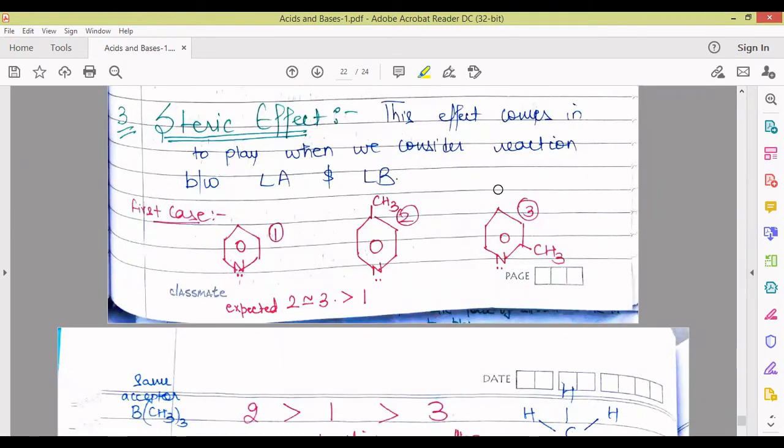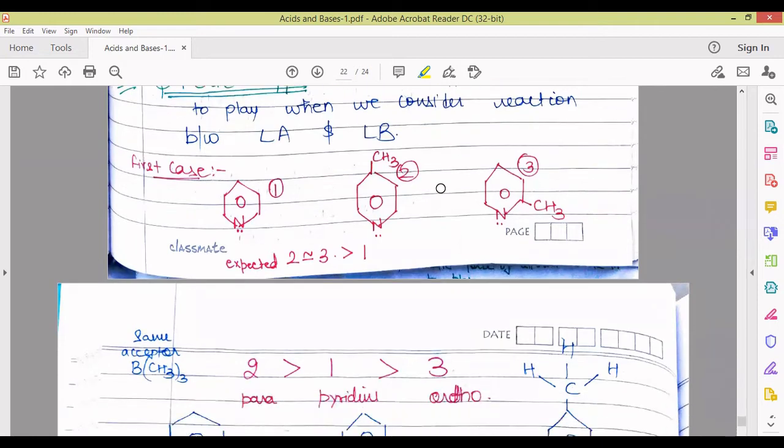The next point which we are going to discuss is the steric effect. This effect comes into play when we consider the reaction between Lewis acid and base. By reaction, we mean that if we are comparing some Lewis acids, something is a Lewis acid only when it reacts with a base. So its Lewis acidic strength is seen when it is placed in front of a Lewis base.